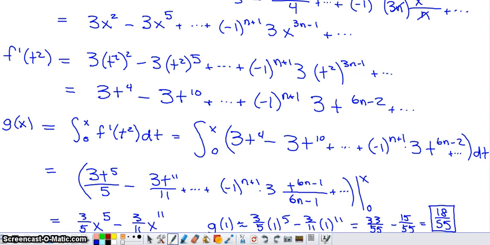Well, if I'm trying to estimate the value of this integral with the first 2 terms, that's going to be these 2 pieces evaluated at x. Evaluated at 0 makes these two terms disappear. And then if I want to estimate g of 1, I would put 1 in place of these x's. And when I put 1 in place of those x's, I get 3/5 minus 3/11. Find your common denominator, do your arithmetic, and you get 18/55.